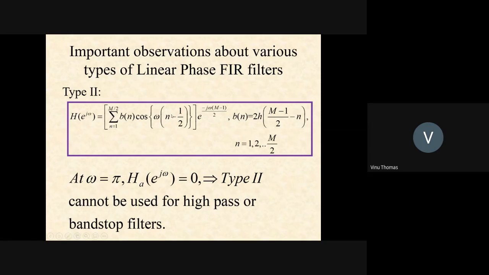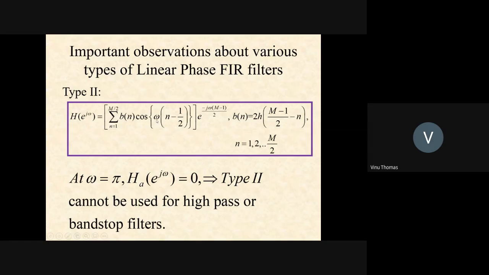So let us put cos omega into n minus half. If you put cos pi into 3 minus half, that would be cos 5 by 2 pi, and cos 5 by 2 pi is equal to 0. If I put omega equal to 0, that will be cos 0, which is equal to 1. If I put n equal to 0, that will be cos pi into minus 1 by 2, that will be cos minus pi by 2, which is equal to 0.